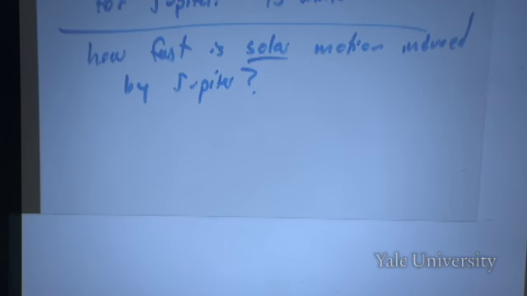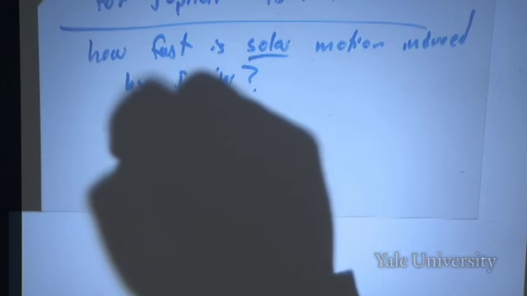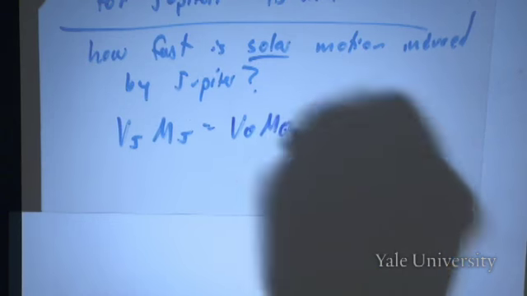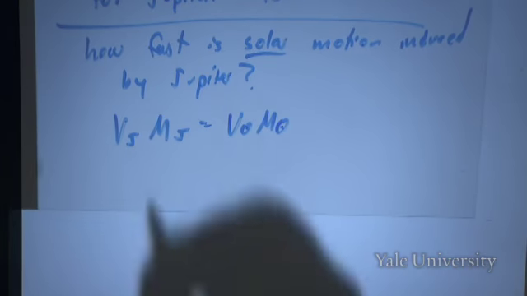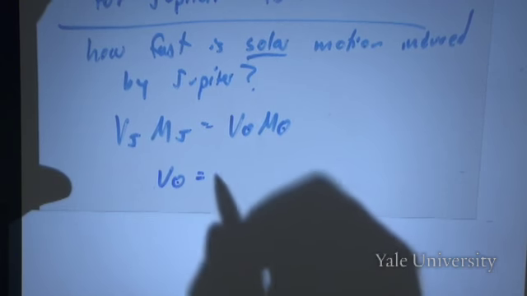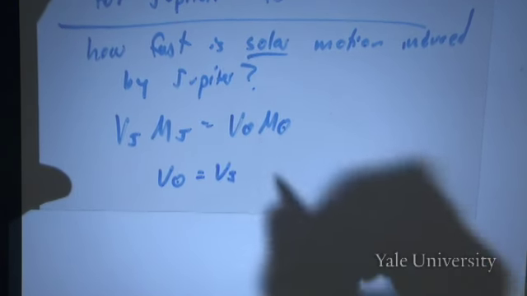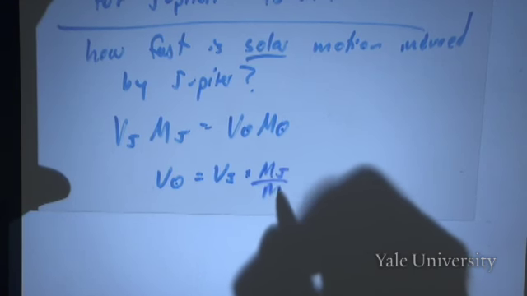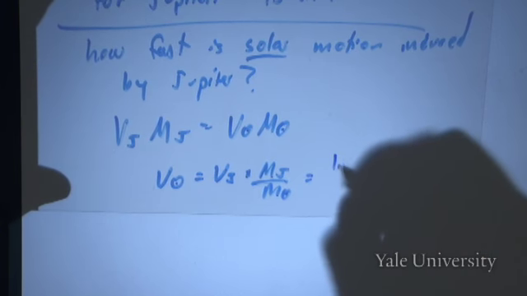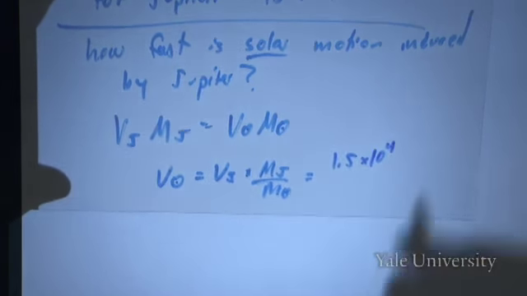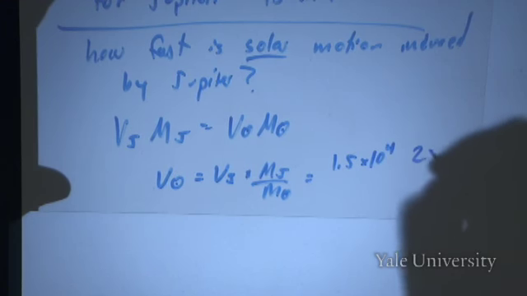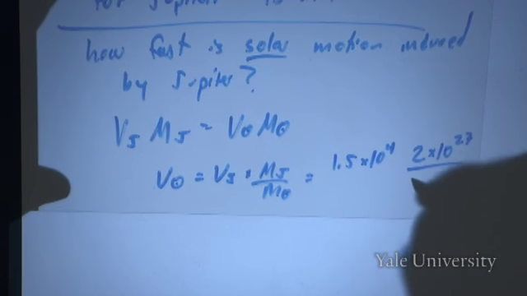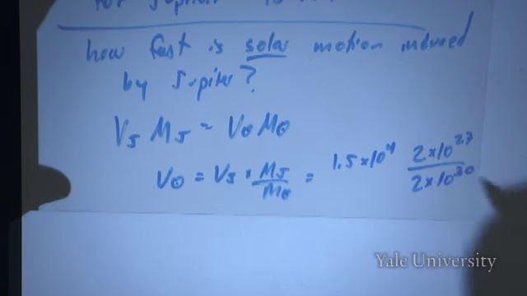Okay, and now we go back to this momentum equation. Velocity of Jupiter times the mass of Jupiter is equal to the velocity of the Sun times the mass of the Sun. What we want to know is the velocity of the Sun. And so that is equal to the velocity of Jupiter, which we just calculated, times the mass of Jupiter divided by the mass of the Sun. 1.5 times 10 to the 4, that's the velocity of Jupiter. Mass of Jupiter, as it happens, I think I wrote this down last time, 2 times 10 to the 27 kilograms. Mass of the Sun, 2 times 10 to the 30.